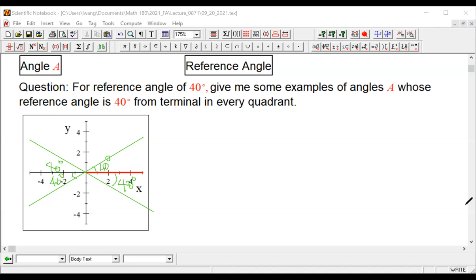Okay, one person says 140. Let's see if that works, right? That angle has to be measured from the standard position and terminate on one of these. And what is the angle measured from standard position, terminating at 40? It would be 180 degree minus 40, right? So this is 140. Good job. You got it. More.